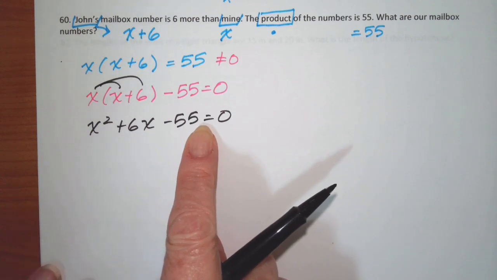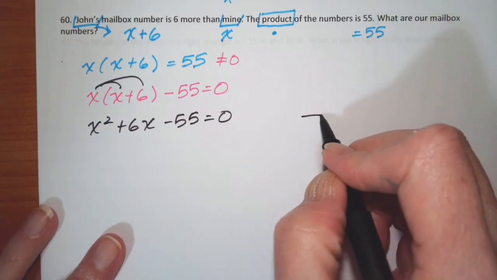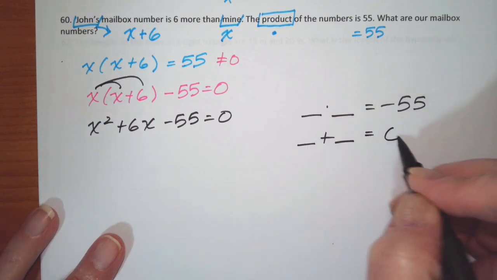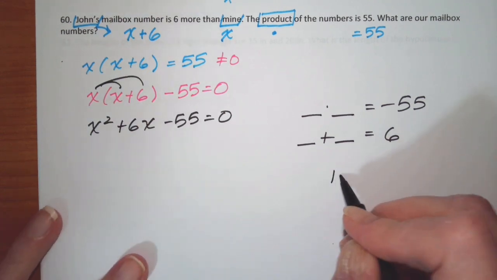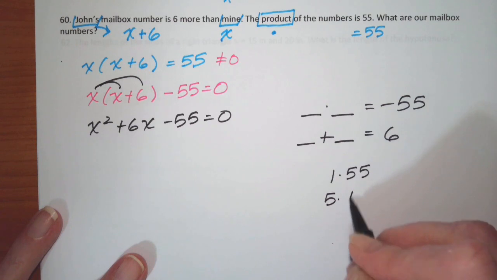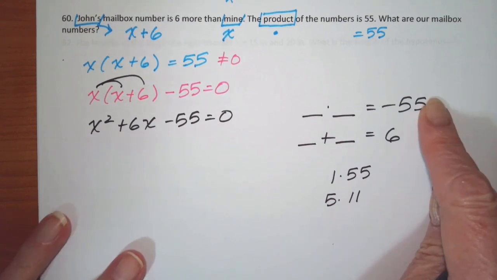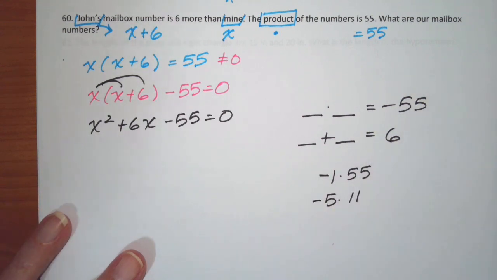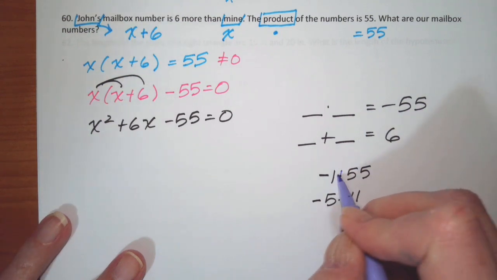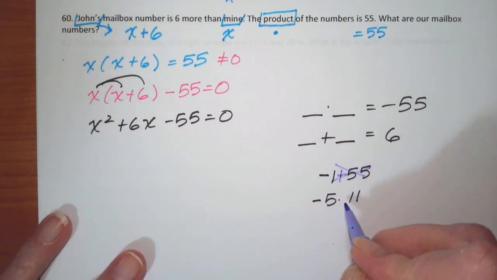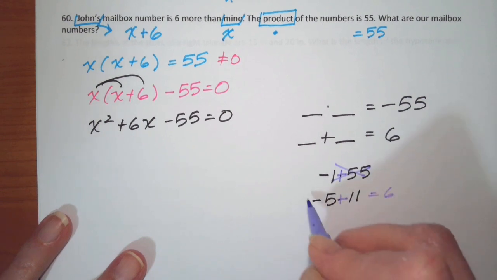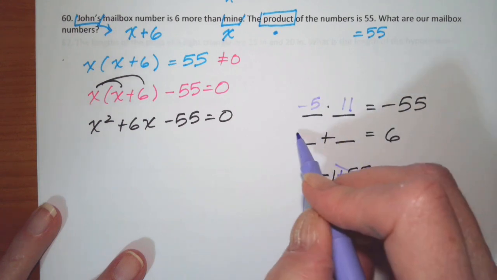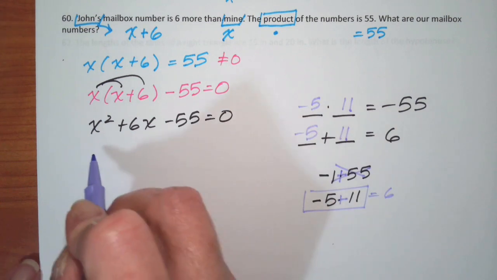No greatest common factor, 3 terms, leading coefficient is 1. So I'm looking for two numbers whose product is negative 55 and whose sum is 6. Well, the factors of 55 are 1 and 55 and 5 times 11. One of them has to be negative, and since the sum is positive, that means the smaller one has to be negative. So if I change this to plus, negative 1 plus 55 does not equal 6. Negative 5 plus 11 equals 6. So these are my numbers: negative 5 and 11.